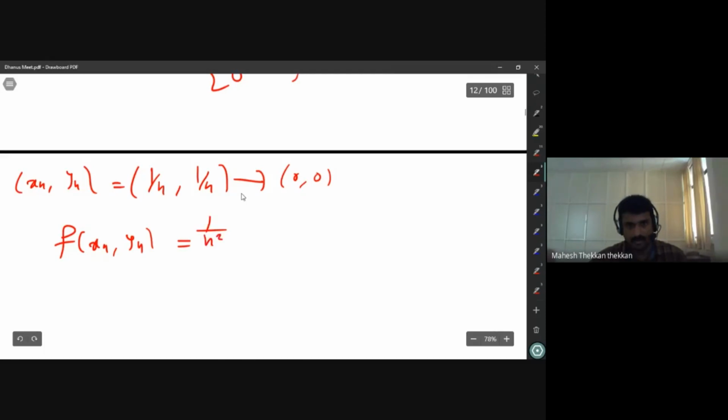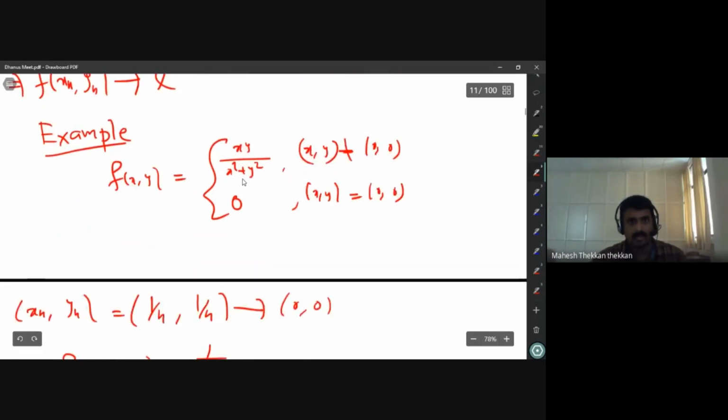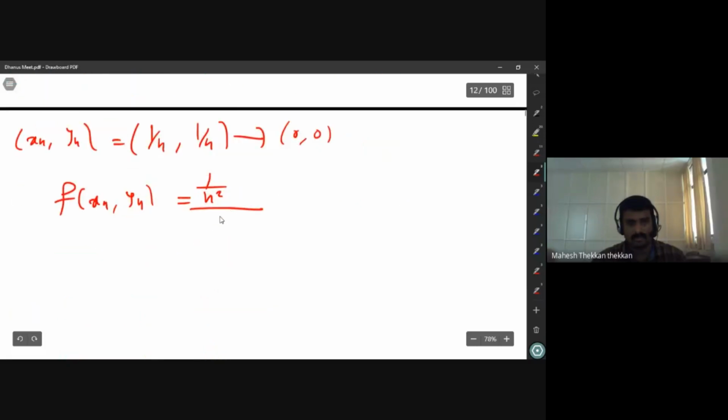1 by n square. In the denominator I will get 1 by n square plus 1 by n square, that is 2 by n square. So 2 by n square. This will be nothing but 1 by 2. So f of (xn, yn) converges to 1 by 2 as n tends to infinity.